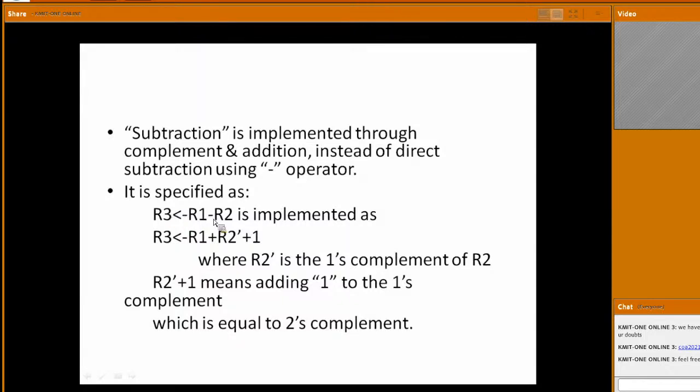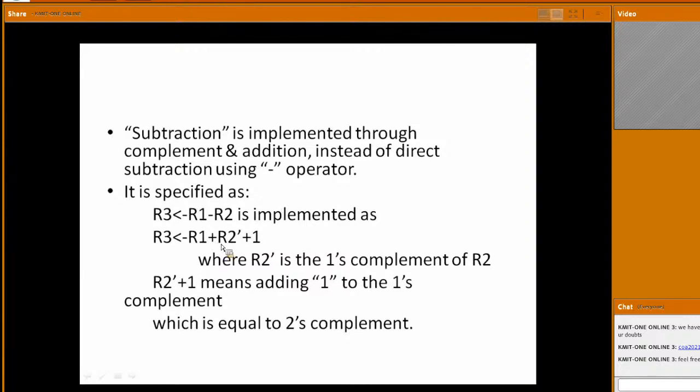R3 ← R1 - R2, which means that the content of R2 is subtracted from the content of R1 and the difference is placed into register R3. This is the meaning of this micro operation, R3 ← R1 - R2. Now let us see how to perform this subtraction operation.